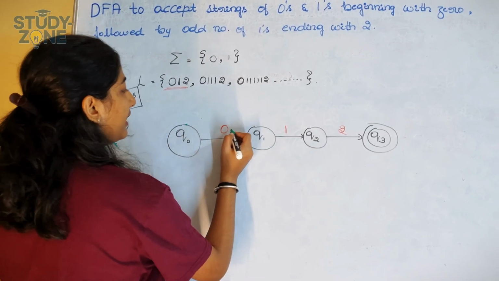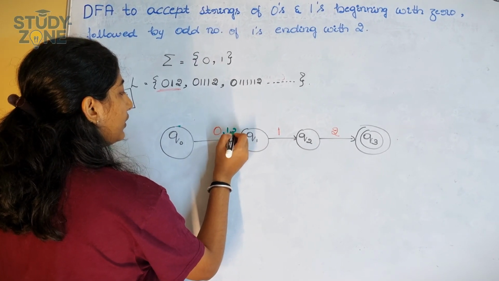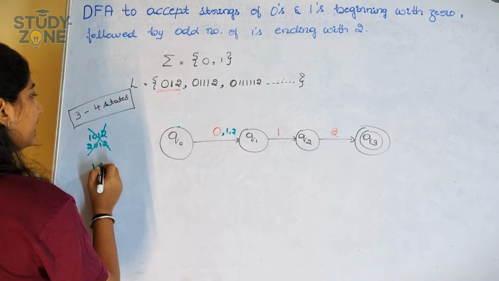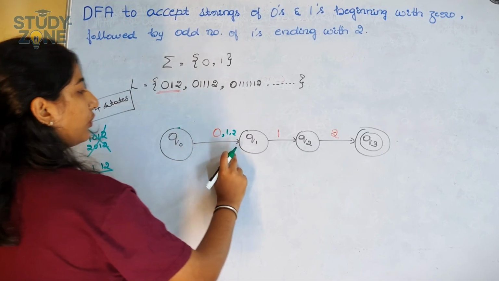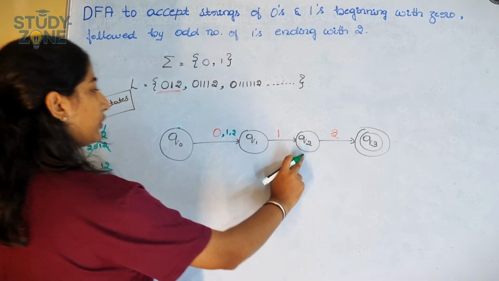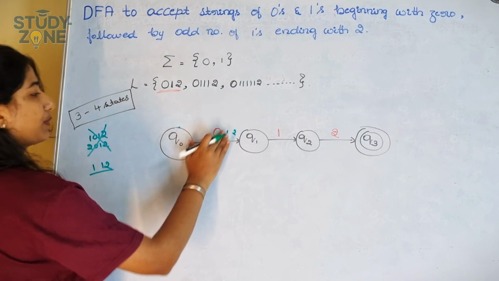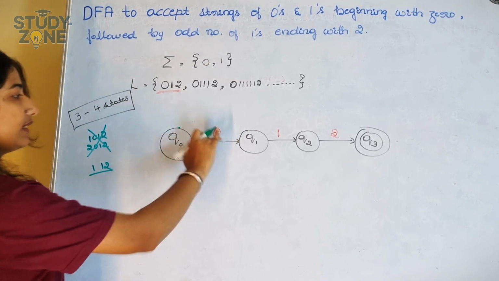Now, if I write here 0, 1, 2, it is also same thing. 1, 1, 2 will be there because Q0 on 1 moving to Q1, Q1 on 1 moving to Q2. This is also not possible. So I can't write here also.